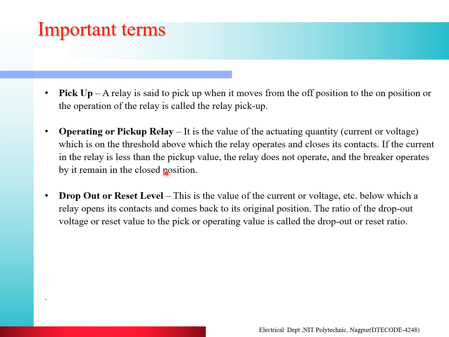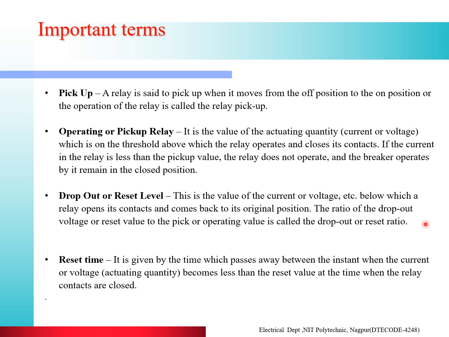The next term is dropout or reset level. This is the value of current or voltage below which a relay opens its contact and comes back to its original position. The ratio of the dropout or reset value to the pickup or operating value is called the dropout or reset ratio.